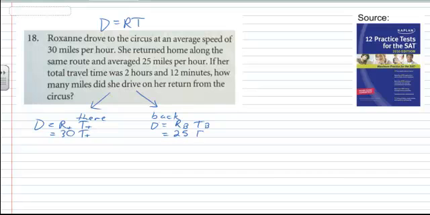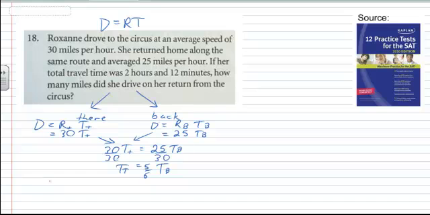Now, the two distances are the same because she's driving to the same place and she's returning to the same place. So, I can say the distances are equal. 30 tt equals 25 tb. Divide both sides by 30, and the time on the way there is equal to 5/6 of the time on the way back. The other thing they told us is that the entire trip was 2 hours and 12 minutes.